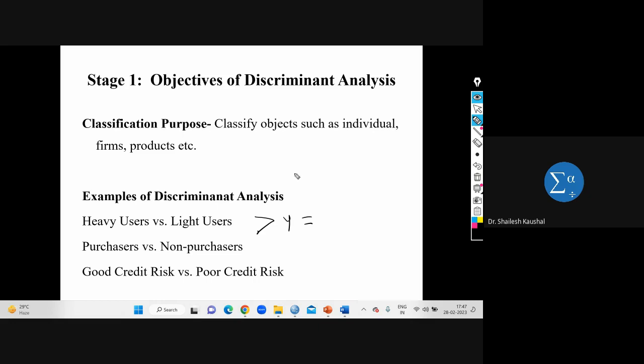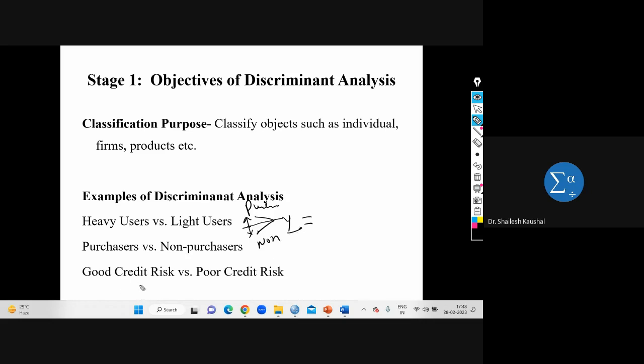For example, you want to buy the car or bike, okay, and you enter the showroom, and the retailer or the distributor gives some questions. If your answer of the several independent variables is more than this particular cutoff value, then you will purchase the product. If your score is less than the cutoff value, then you will not buy the product.